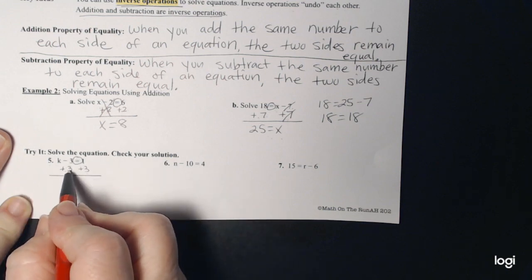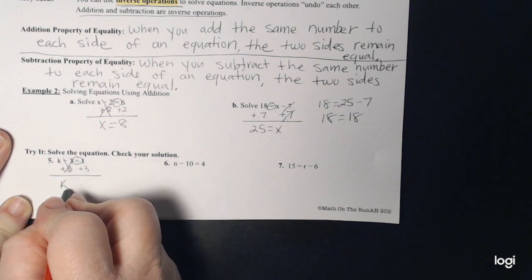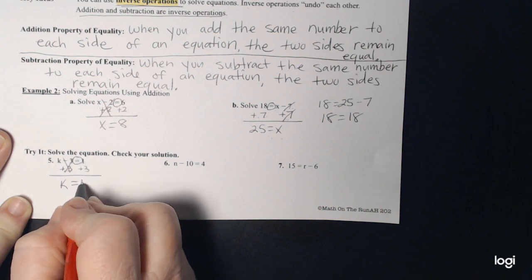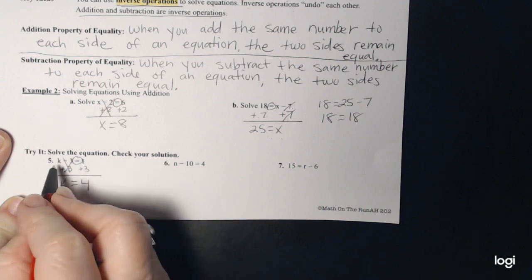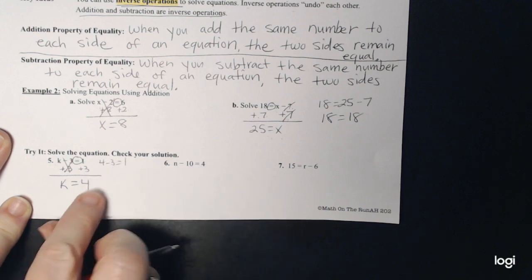A negative 3 and a positive 3 cancel out, leaving the variable k. Bring down my balance, which is my equals, and 1 plus 3 is 4. If I put a 4 in here, 4 minus 3 equals 1. Yep, that is correct.